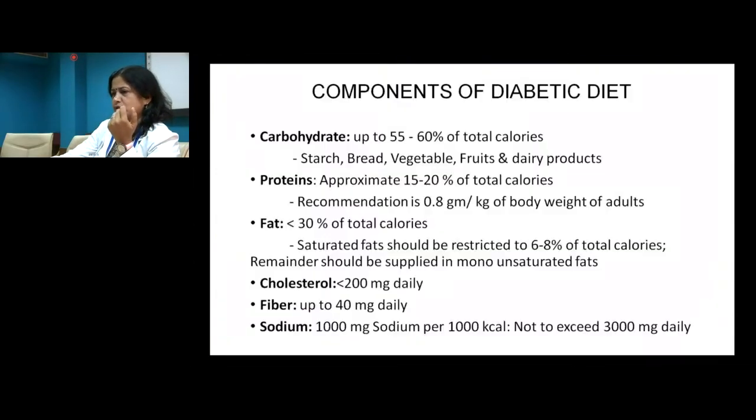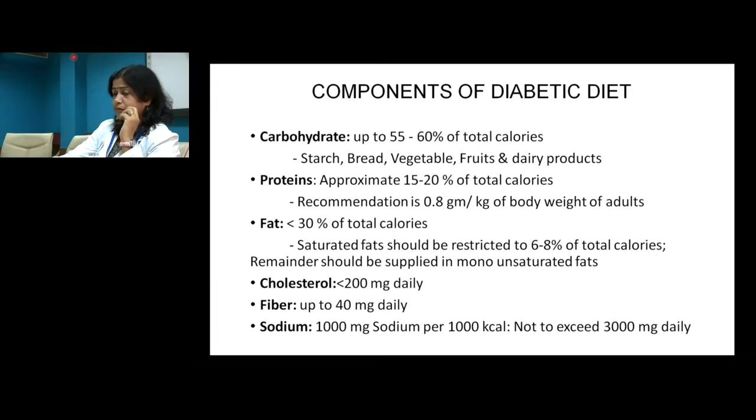Now, components of the diabetic diet, as we elaborated in our initial slide: carbs up to 55 to 60% of total calorie per day requirement. The sources of this carb should be bread, vegetables, fruits, dairy products, or rice also, a little amount of rice also. For protein, approximately 15 to 20% of total calories, or you can recommend 0.8 gram per kg ideal body weight of adults. Fat should be 30% of total calorie, but you can accommodate according to patient weight also.